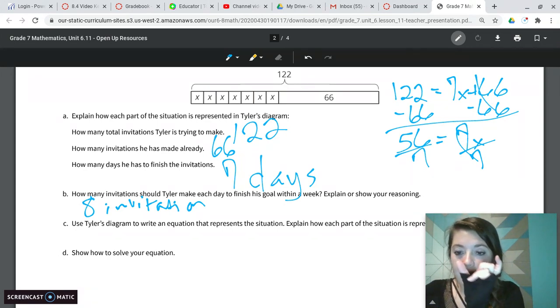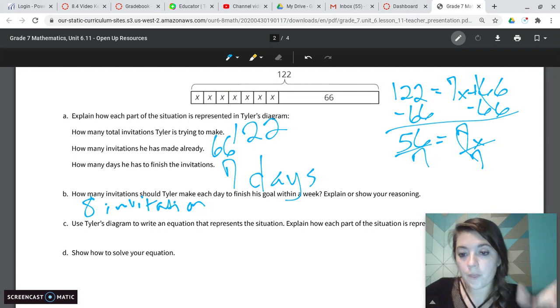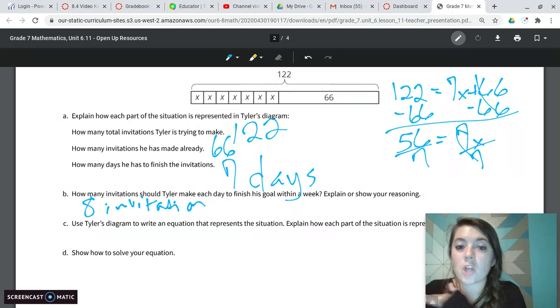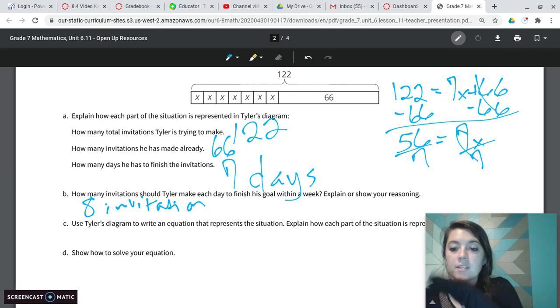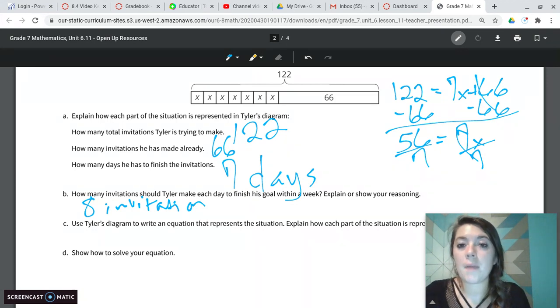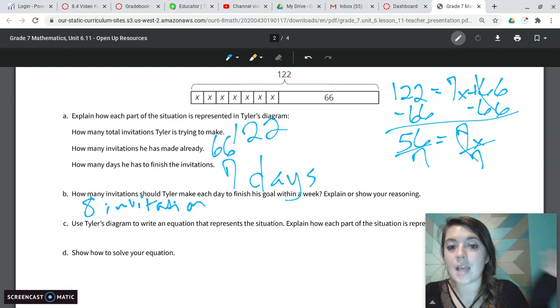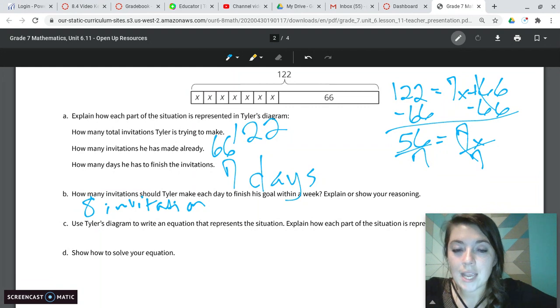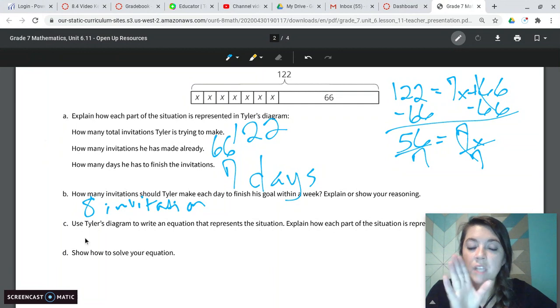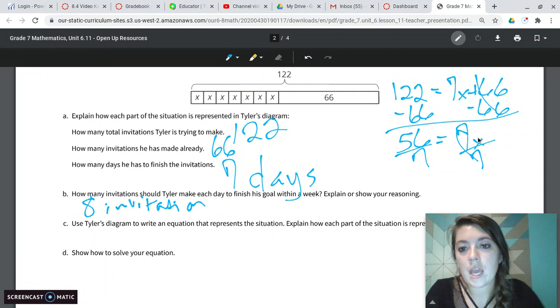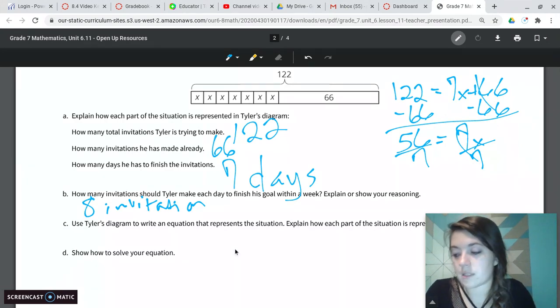So that's why we have that next box there with the 7x's to represent those that he's already completed. And then our number at the top, representing our total, is how many he needs to have done. So that represents how many total, including the 66 and each that he does in those 7 days, that he will make. So part D, we essentially did part C and D over here for part B. So this is how we would solve. We'd start by subtracting the 66 from both sides. Then we'd divide by 7 to find that our solution is 8.